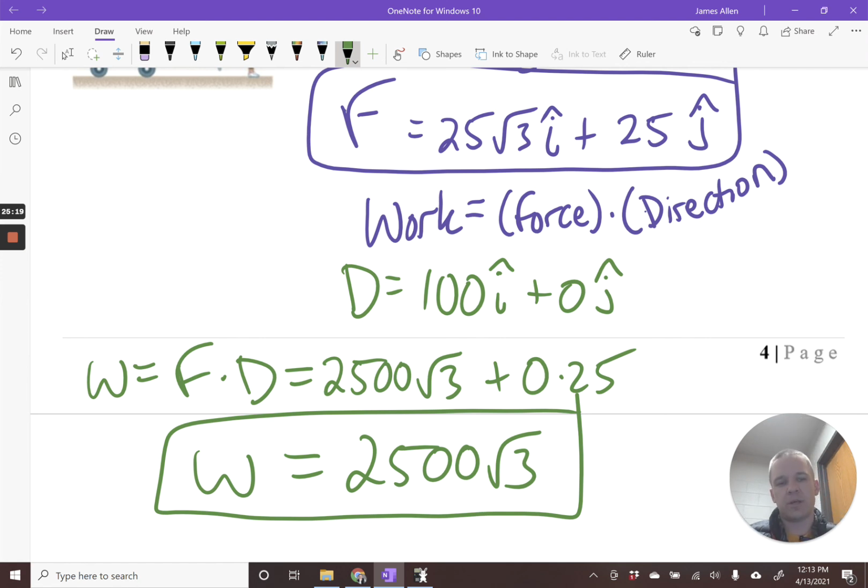Work is force dot product with direction. Obviously, it could be a little different, like if you're pulling it uphill. This one was on a flat surface, so that's what we went with.